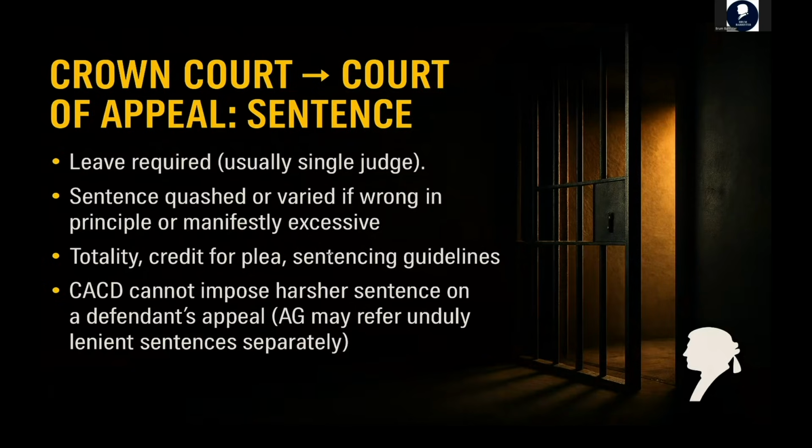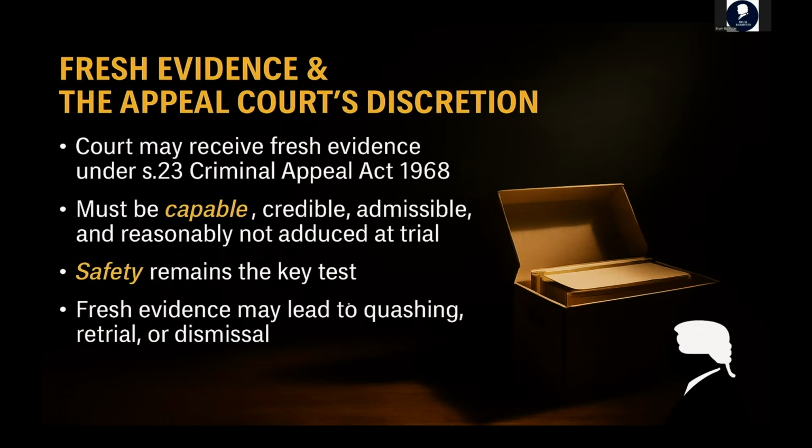I'll just go back a little bit. Fresh evidence and the appeal court's discretion. So the court may receive fresh evidence also under Section 23 of the Criminal Appeal Act 1968. It must be capable, credible, admissible and reasonably not adduced at trial. As you can imagine, now it's a number of years with the backlog of Crown Court cases, sufficient time for all the evidence to come out. So really there's a high threshold here, and it needs to be reasonably not adduced at trial. Safety remains the key test, so fresh evidence may lead to quashing, retrial or dismissal.